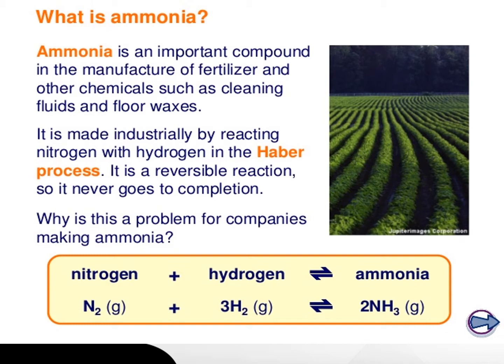It is a reversible reaction, so it never goes to completion. Why is this a problem for companies making ammonia? So we have to discuss how ammonia is manufactured by the Haber process. We will also discuss reversible reactions and how the companies tackle this problem.